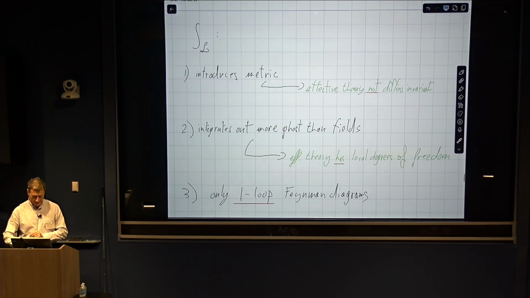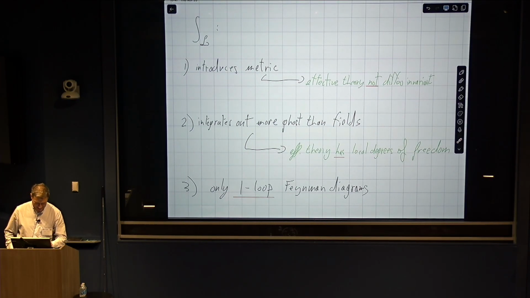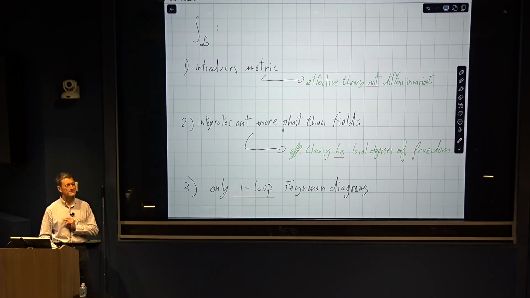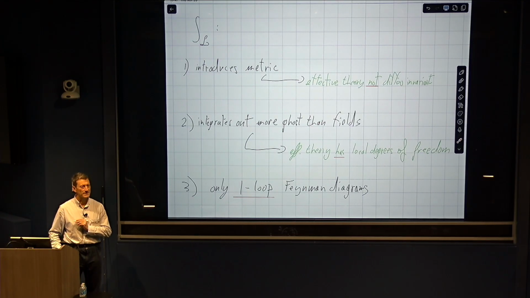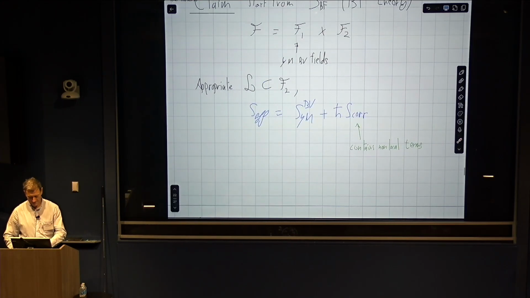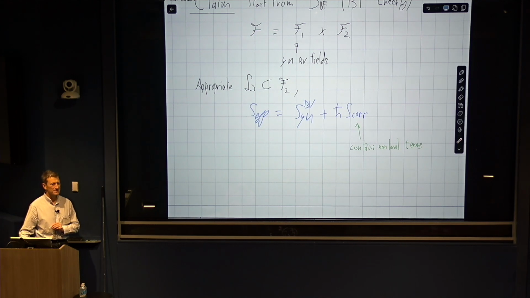The second observation, which is a bit less trivial, is that actually this integration over L integrates out more ghost fields than fields of ghost number 0. Yeah? In this effective theory, is the beta function negative? Well, this part here is the same Yang-Mills theory. It's exactly the same.